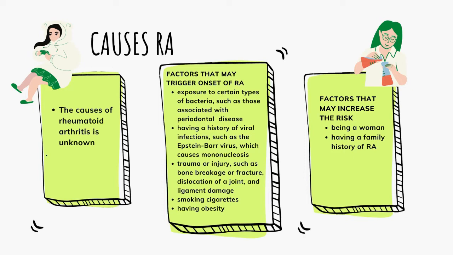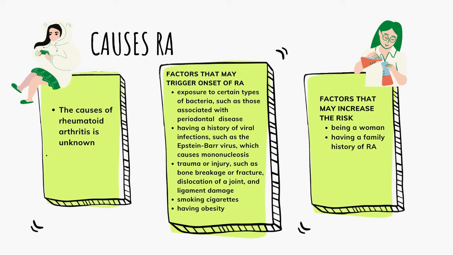Other than that, factors that may trigger the onset of rheumatoid arthritis involve exposure to certain types of bacteria, such as those associated with periodontal disease. Second, having a history of viral infections, such as the Epstein-Barr virus, which causes mononucleosis. Third, having trauma or injury, such as bone breakage or fracture, dislocation of a joint, and ligament damage.